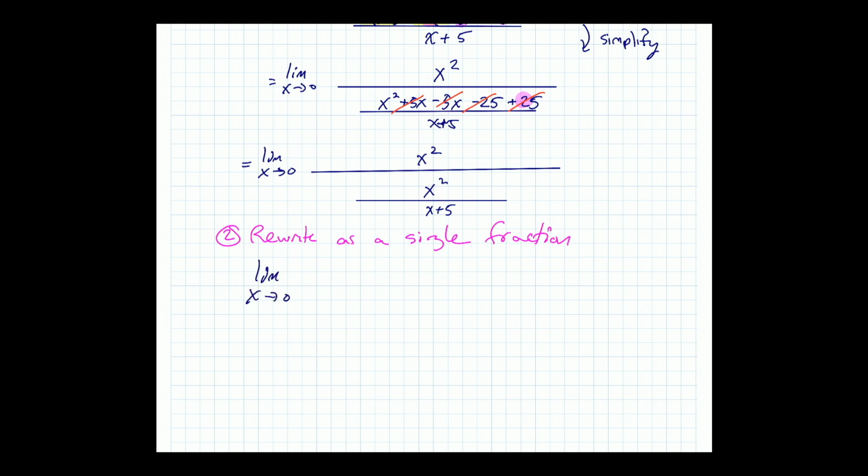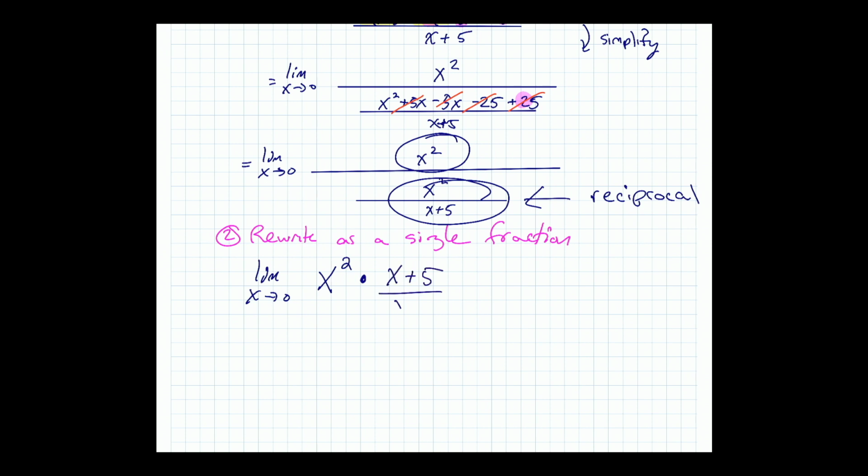So that means you're treating this as one fraction and this as another fraction. So I need the reciprocal of the bottom one, right? So I have x squared times the reciprocal of the bottom one, which is x plus 5 over x squared. Multiply those together. I've got x squared, x plus 5 over x squared.